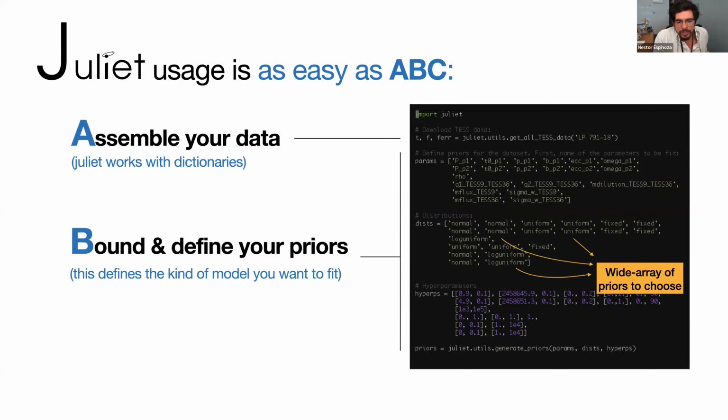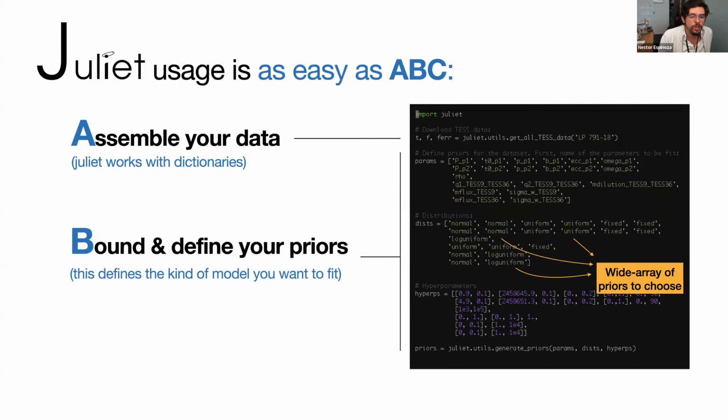As I was mentioning before, there's a wide array of priors to choose from. It's not only the normal distribution that I just gave as an example. Again, this is all in the documentation, but it's also very easy to incorporate new distributions. In fact, some of the developers contributing to Juliet have implemented their own priors too. So if you have your own prior that is not in the set of Juliet ones, it's very easy to implement.